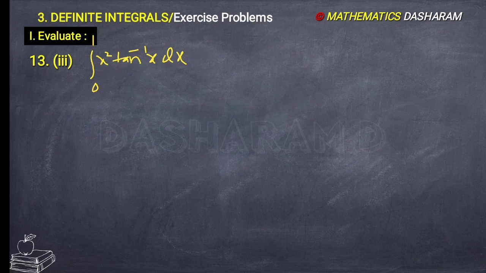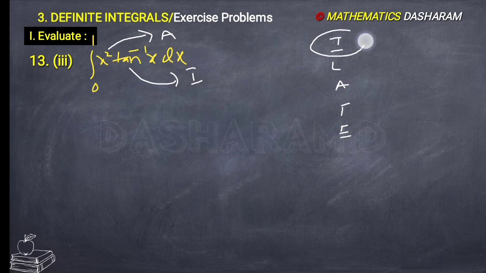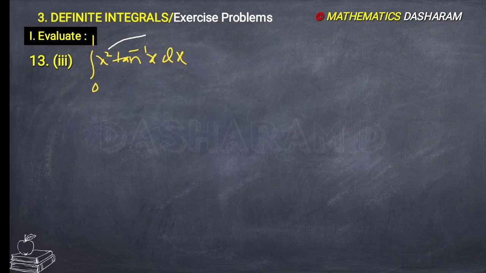Integration 0 to 1 x square into tan inverse x dx. Here x square is an algebraic function, tan inverse x is an inverse trigonometric function. So as per the ILATE rule, inverse trigonometric function is first, next the algebraic function. So that is why change the position of the terms in the given question. So integration 0 to 1, first tan inverse x, next x square dx.